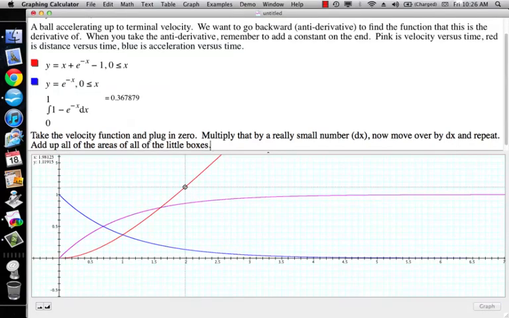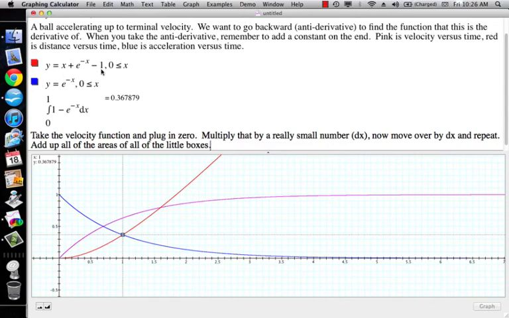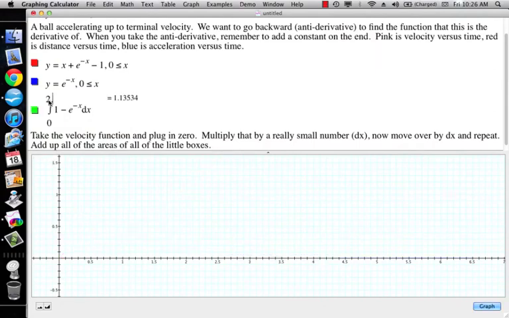Now, if I find the y value of the red function, so the red is my derivative, the red function is my integral, it's my antiderivative. So this is the integral. I find that the value of the red function is, you probably can't see it there, but that says right there 0.367879. Well, what happens if I tell my computer to go to 2.3?